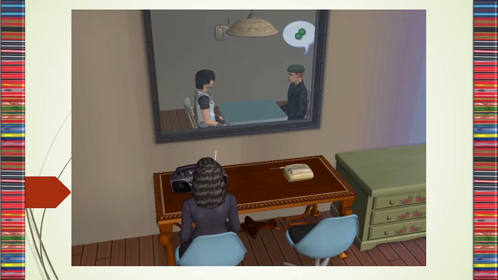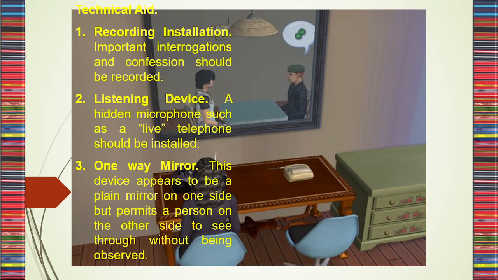So that's how it looks like from the outside. So we have here our one-way mirror. The observers from the outside of the interrogation room can view the interrogator and the subject. And she has with her a recorder and the telephone. This is called technical aid, what is outside.